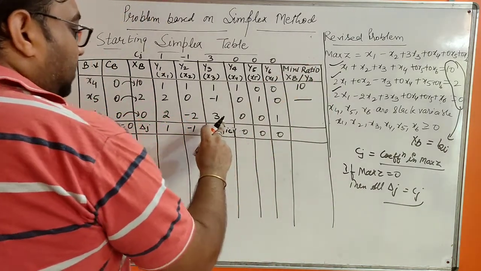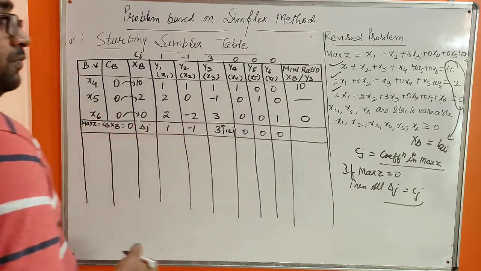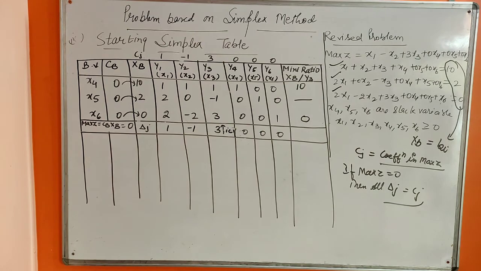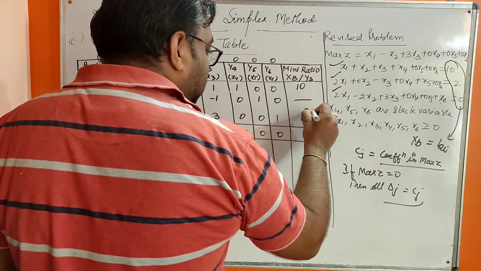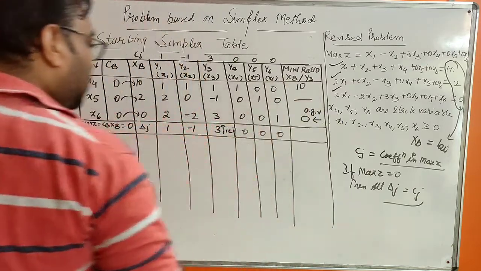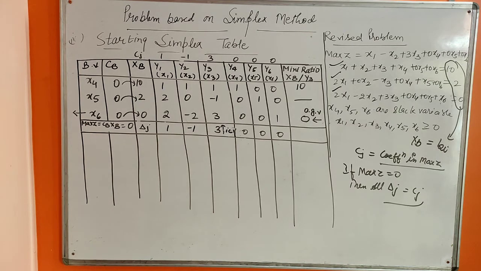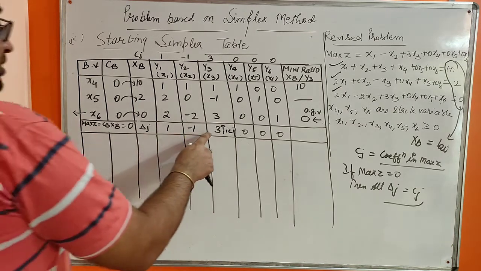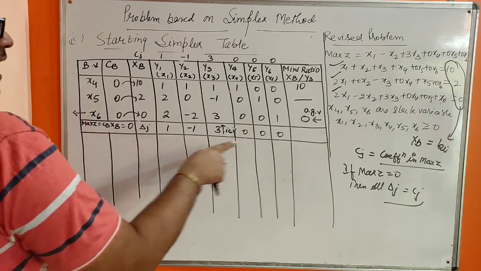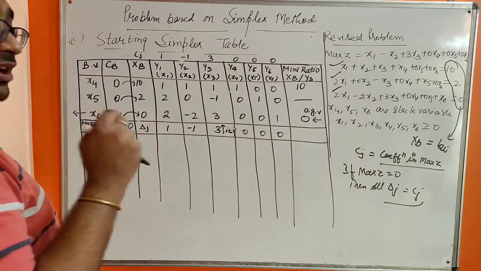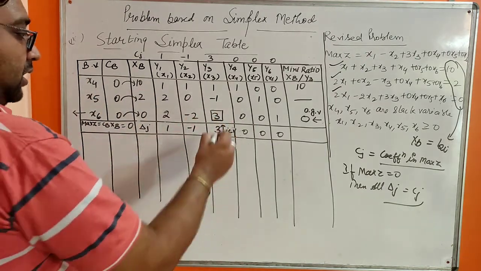Now divide this 0 by this 3, so this will become 0. So now identify what is the minimum ratio. The minimum ratio is 0. So this is OGV, outgoing vector. That is, this x6 will be removed and x3 will come in at this particular place. And the intersection of ICB and OGV is the key element. So put a box on it.